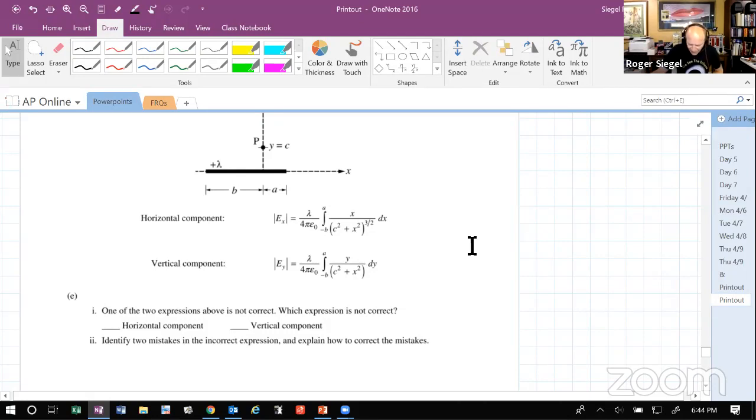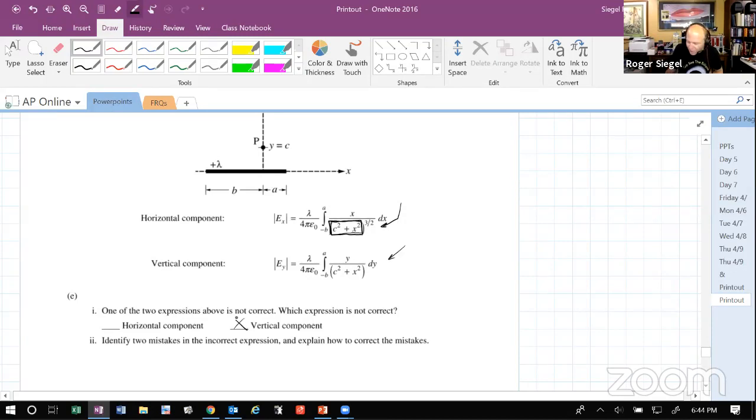Now, I think from the work that we did last night and the work that Kristen just did, we keep seeing this distance to the 3/2. That is a consistent, reoccurring part of our solution. It's this one that's wrong. Okay, so which one is not correct?